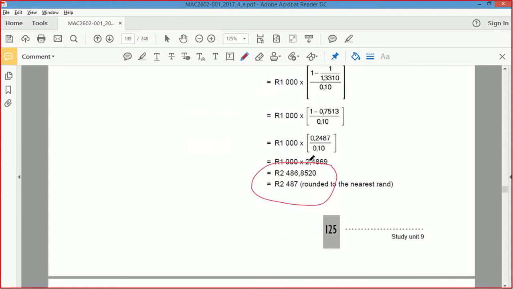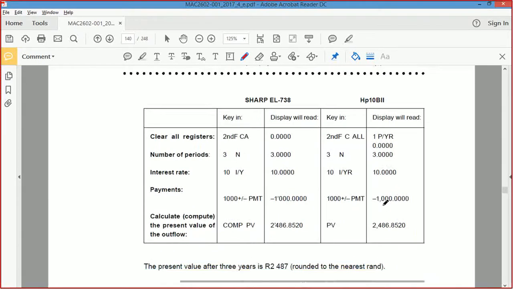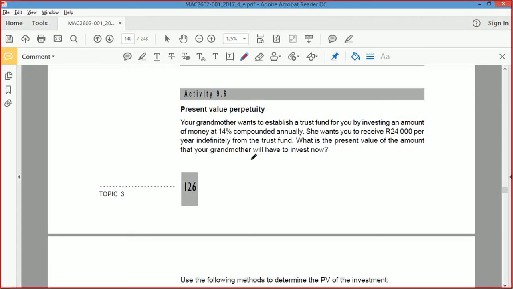So for present value, it's 2,486 and 85 cents. Good, nice. Okay, that's it. That covers that one. Here's another one.